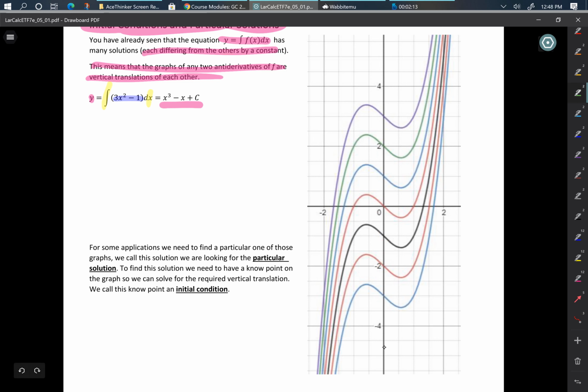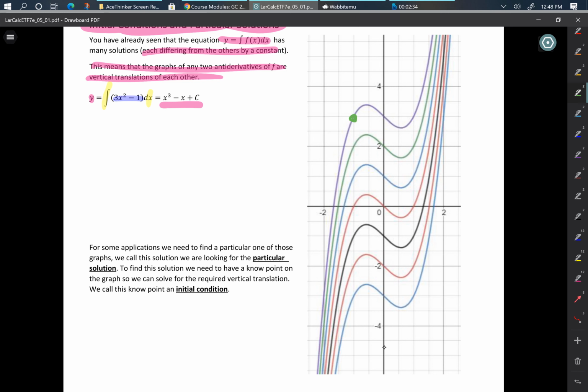So let's say that we knew this point right here was on our particular solution. We know that we have to slide that graph vertically. Remember, it's not a horizontal translation, it's a vertical translation. We would just slide that graph vertically until the graph passed through that point, and then we would find the corresponding c value.